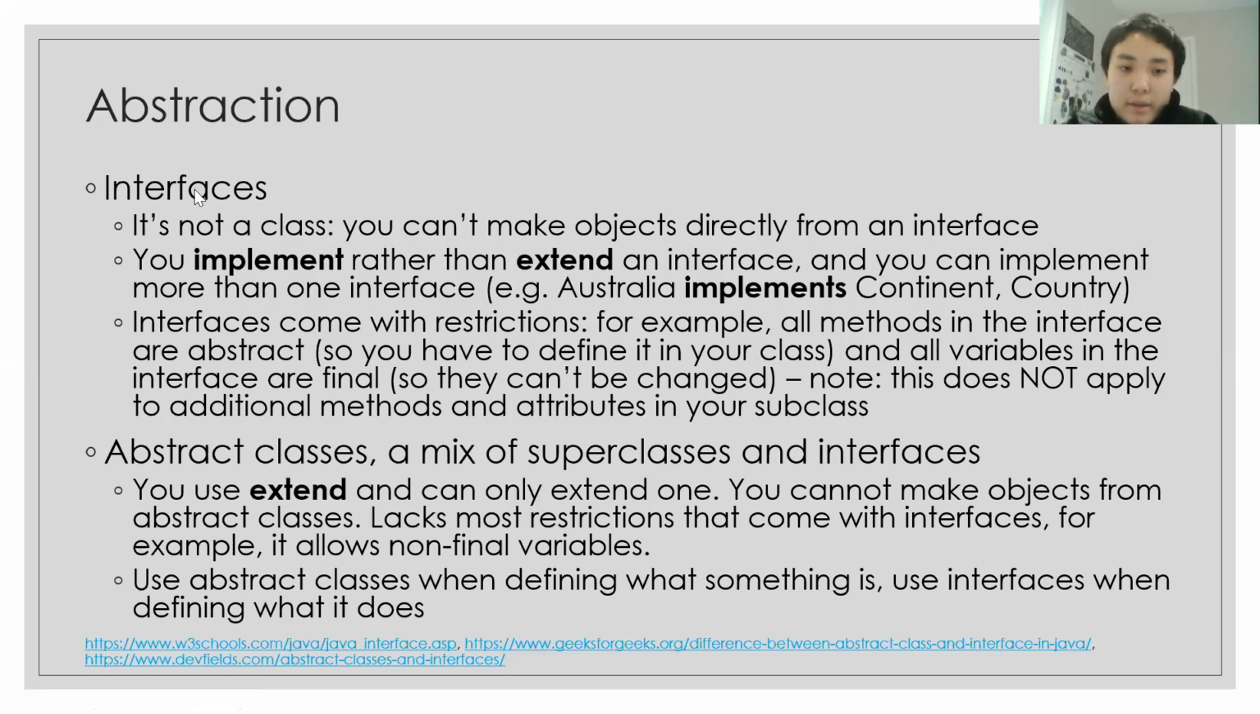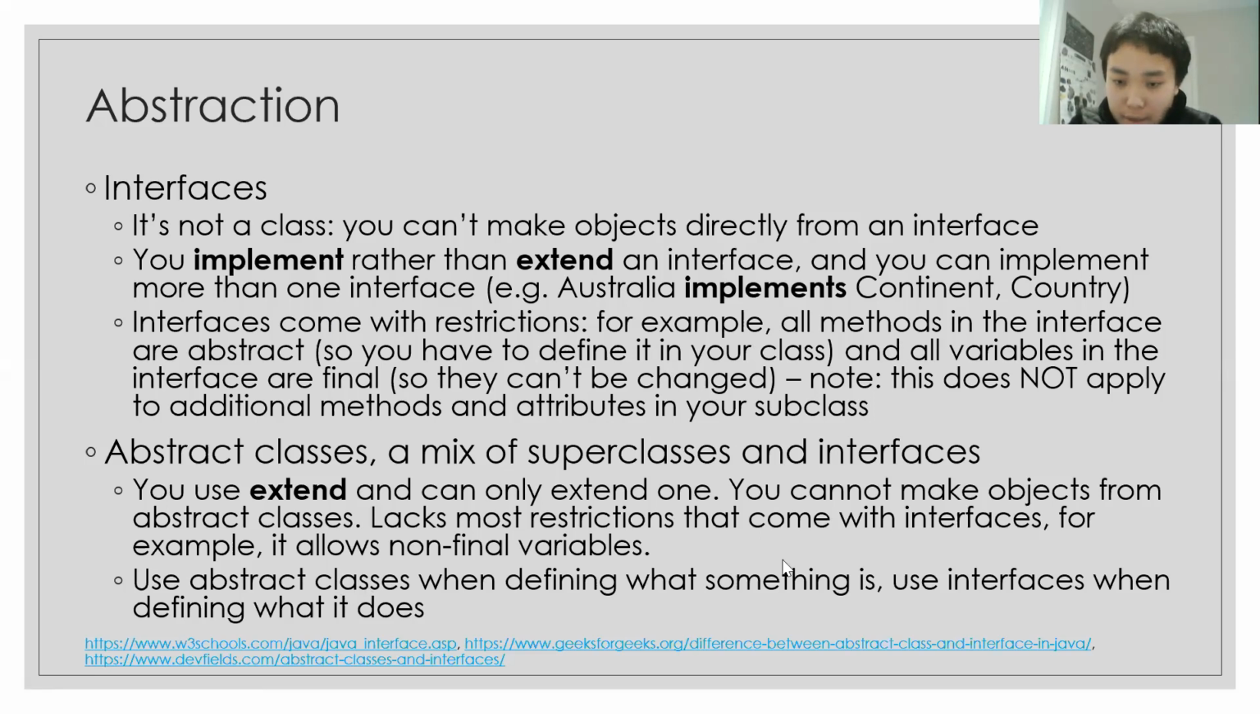Interfaces are really similar to abstract classes, but interfaces are not actually a class at all, and you also can't make objects from them. You use the keyword implements rather than extends, and a really cool thing is that you can implement multiple interfaces, whereas you can only extend one abstract class or non-abstract class, any class. You can also extend one class at max and then implement as many interfaces as you want. However, interfaces do come with some restrictions that I won't get into too much here. Generally, the rule between using an abstract class and an interface is that an abstract class defines what something is, whereas an interface defines its functionality.